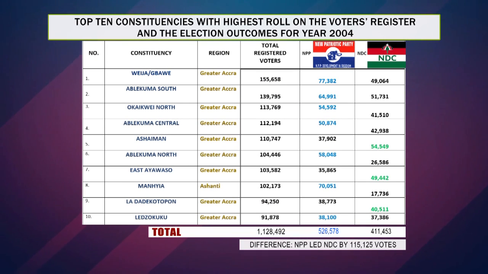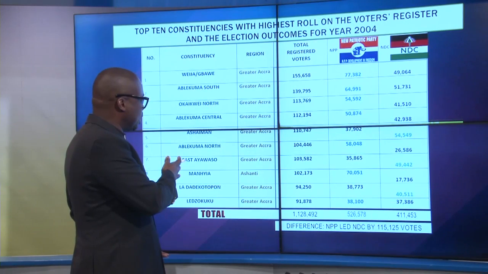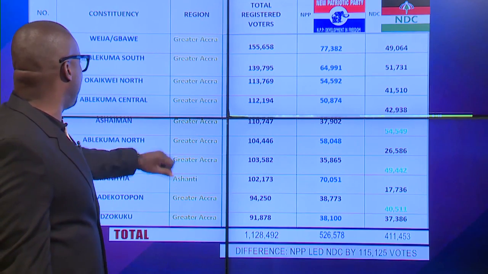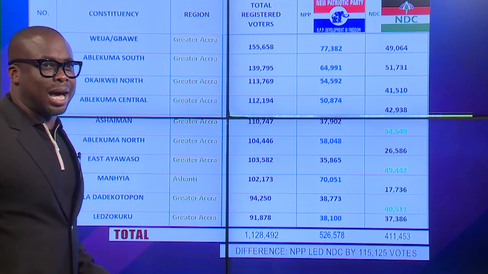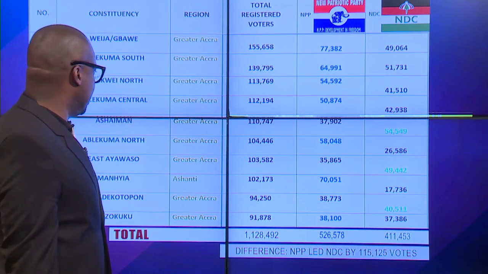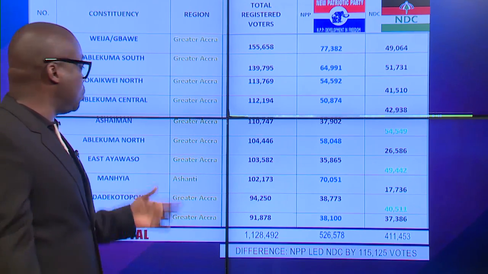That's very significant. We're talking election 2004, when Kufuor is president. After the voter registration exercise, something significant happens among the top 10. In the top 10, you no longer have 5 from Ashanti and 5 from Greater Accra region, which was the case in 2000. Now, you only have 1 from Ashanti, and all the other 9 in the top 10 are from the Greater Accra region. That's very, very significant. That's an observation from 2000 to 2004.